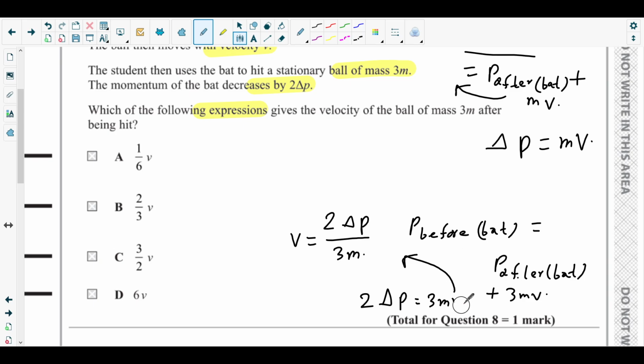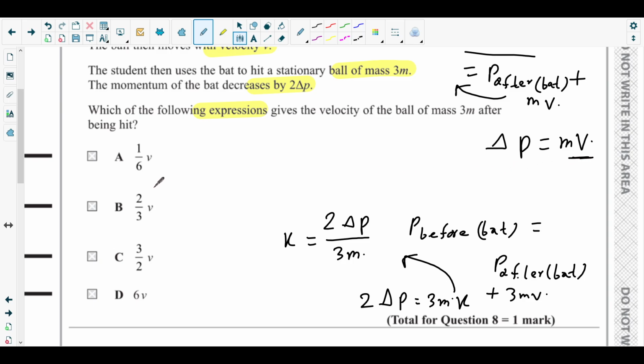Okay, let's say this is x, otherwise you will get confused, you will overlap it with the previous v. So let's say this is x. X is the velocity of the ball with mass 3m after the impact. Okay, so x equals twice of del P over 3m. So let's make v the subject from here.